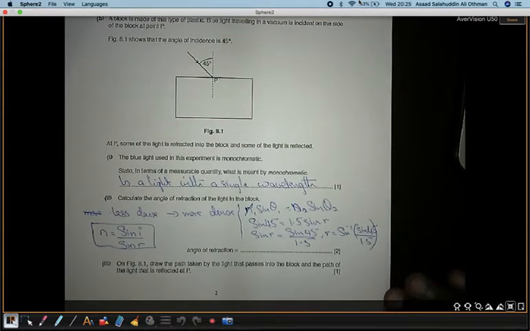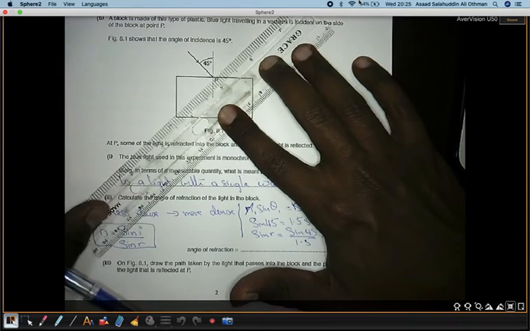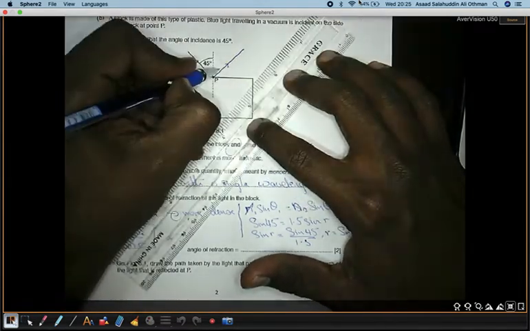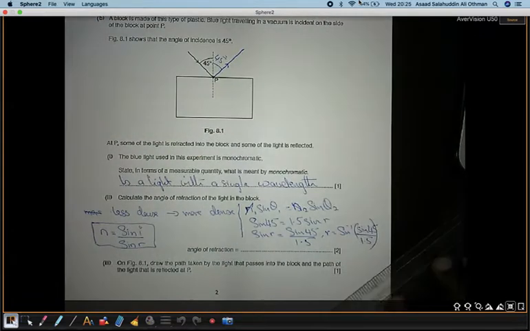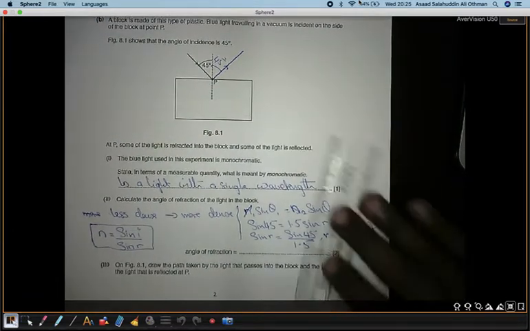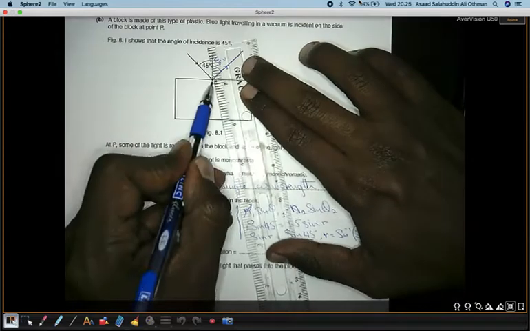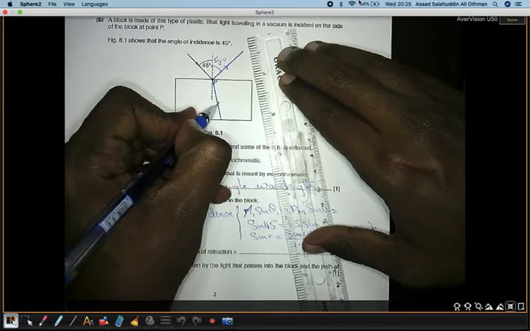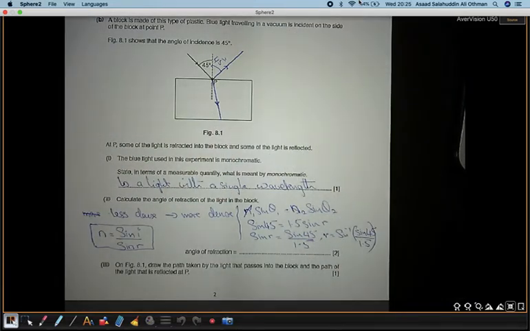Now, the last question says, draw the path taken by the light that is reflected, draw the light into the block and the one that is reflected back. So to draw the one which is reflected without calculation, you use angle of incidence equals angle of reflection. So this needs to be 45 as well. Looks like a 45 to me. And if light is traveling from a less dense to a more dense medium, it refracts towards the normal. I know, I always tell you don't use pens to draw, but sorry for that.